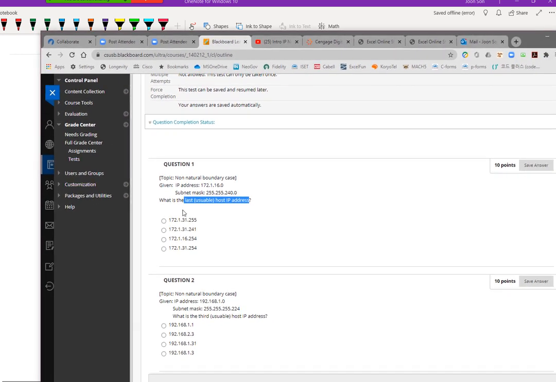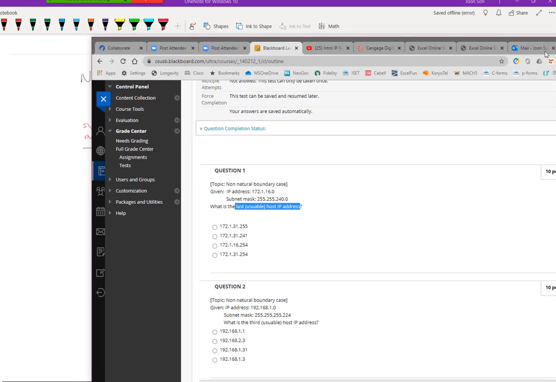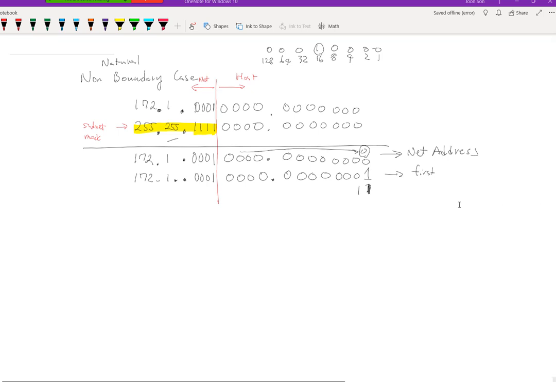How can you find the last usable host IP? What's the best way? Any volunteer? Anyone? Turn all the zeros to 1 on the right side. Yes, you're about 95% correct. He has an idea, definitely. When I say find the last usable, you always subtract 1. Yes, minus 1, good. That's why I said 95%.